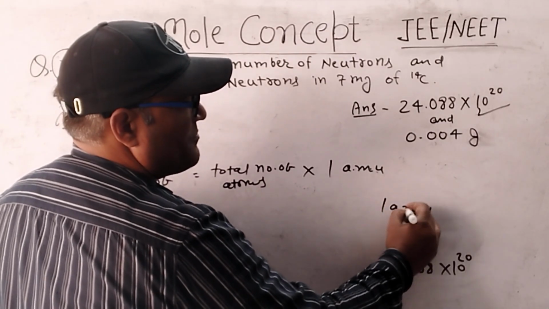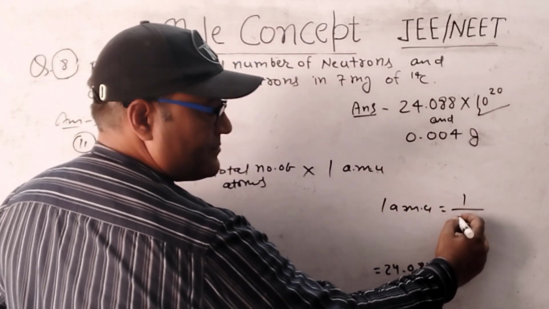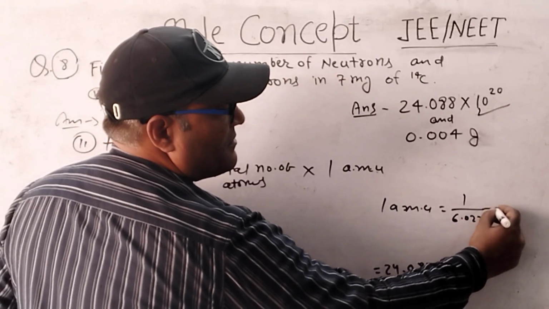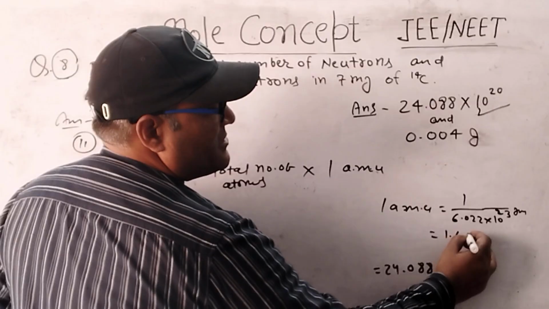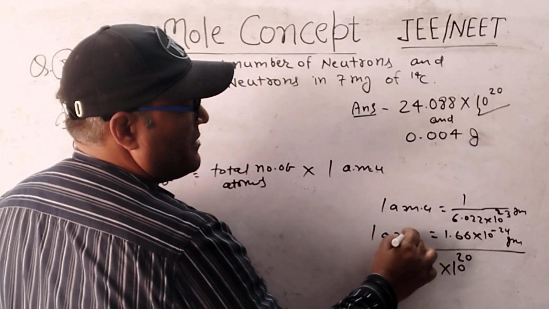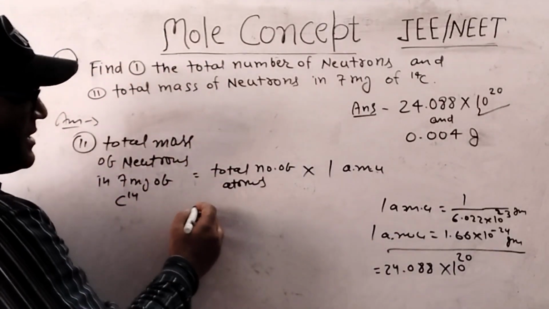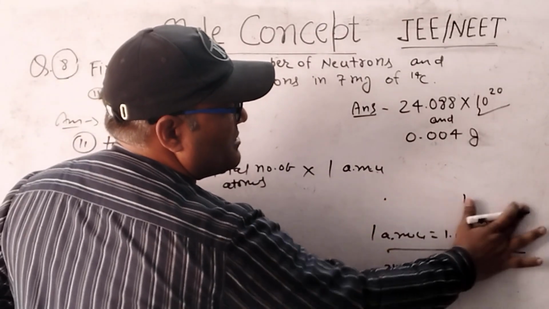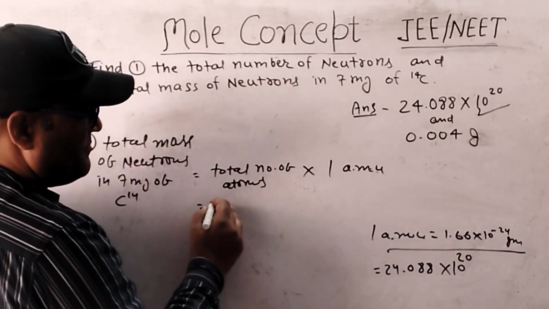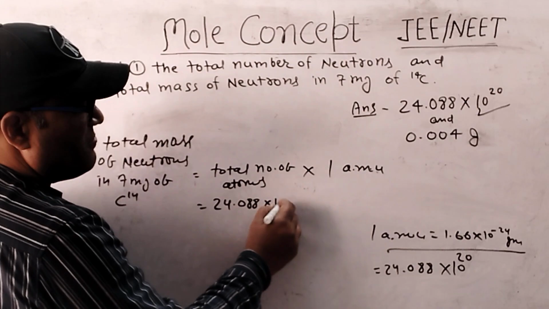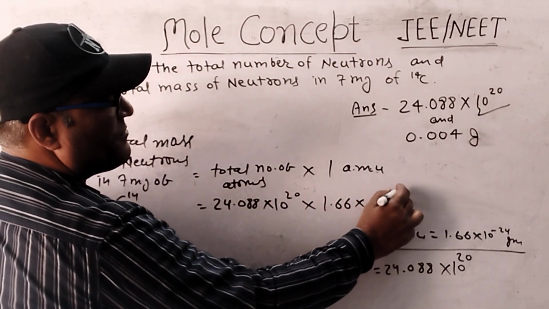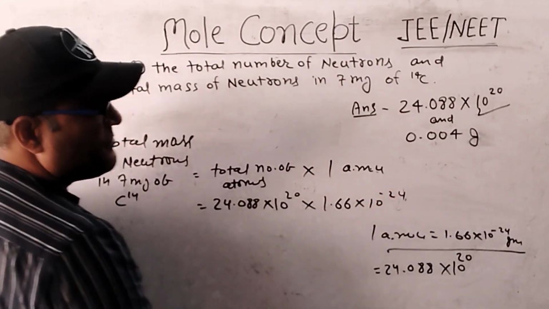1 AMU is 1 by 6.022 into 10 to the power 23 gram, which is 1.66 into 10 to the power minus 24 gram. This is the value of 1 AMU. After putting these values, we can get the answer. So the total number of atoms is 24.088 into 10 to the power 20 multiplied by the value of 1 AMU, 1.66 into 10 to the power minus 24.